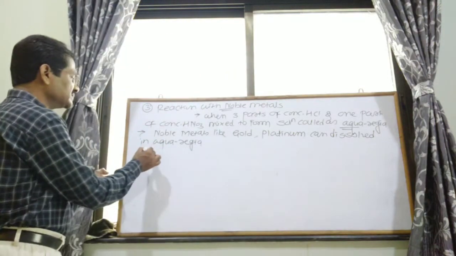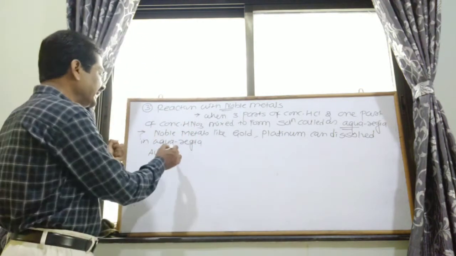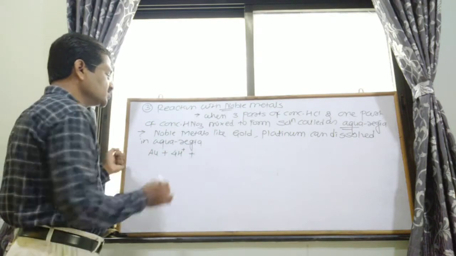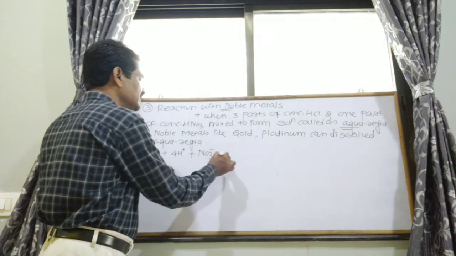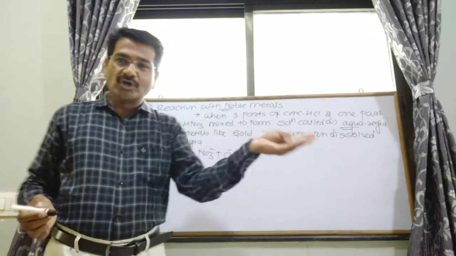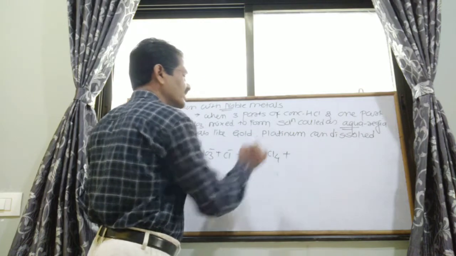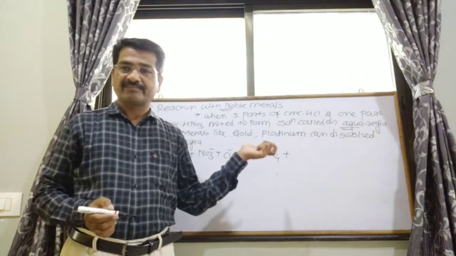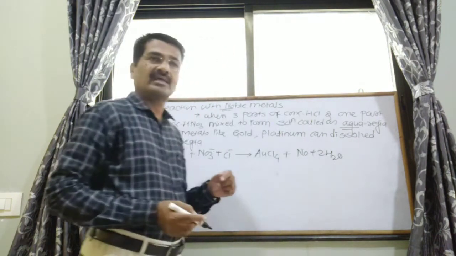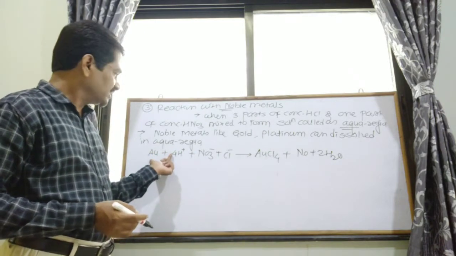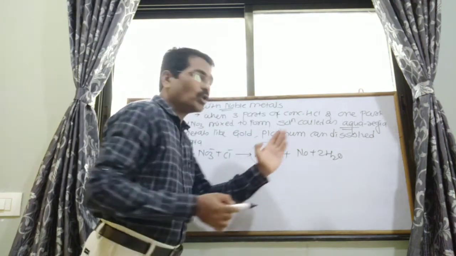Suppose, for example, this is Au, gold. Whenever gold is dissolved in the mixture of aqua regia, it is completely dissolved to form AuCl4 tetrachloroaurate and NO plus 2H2O. This is gold, and when it is mixed in aqua regia, it forms the tetrachloroaurate.